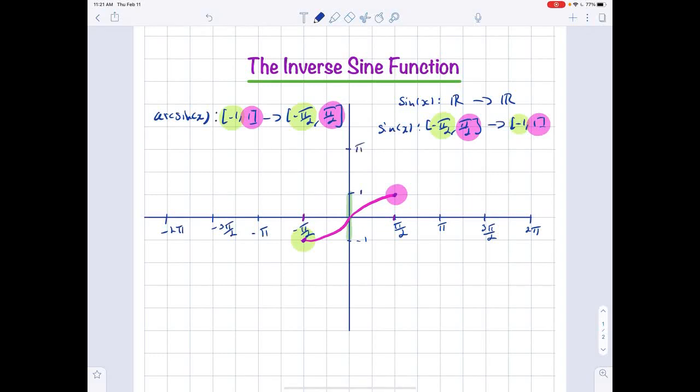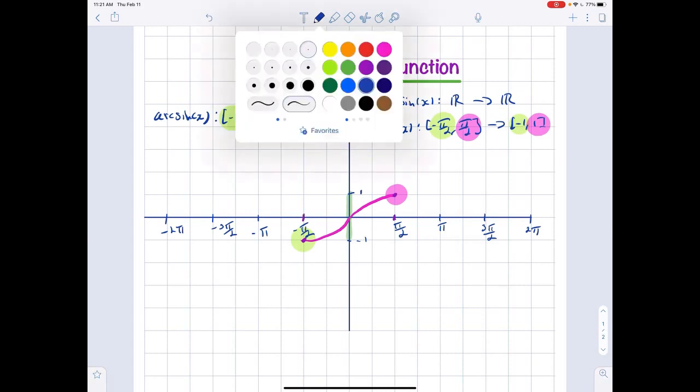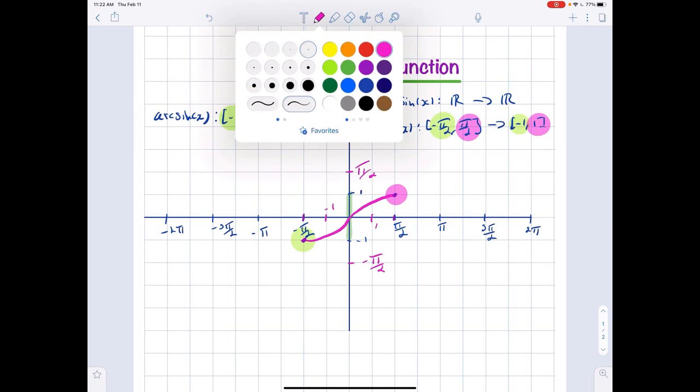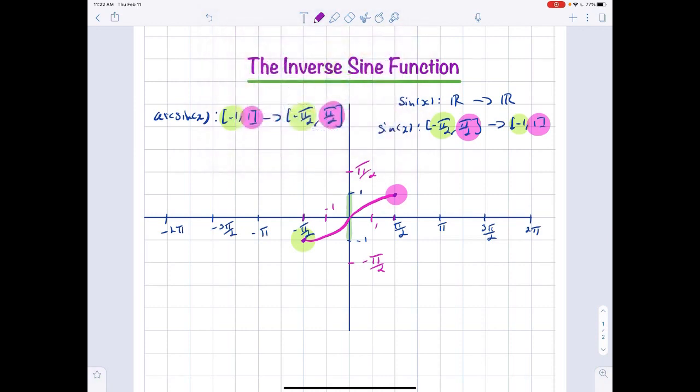I'm going to put in pi over 2 here, and negative pi over 2 there, and 1. Actually, let me do these in different colors, and that will really make it stand out. Let's do it in pink, because this really sticks out. Pi over 2, negative pi over 2, 1, and negative 1, and then in purple, let's do arcsine.